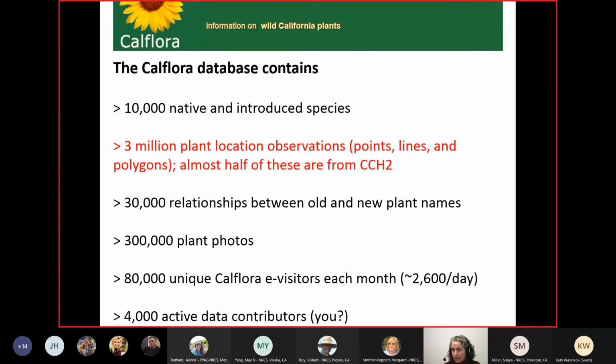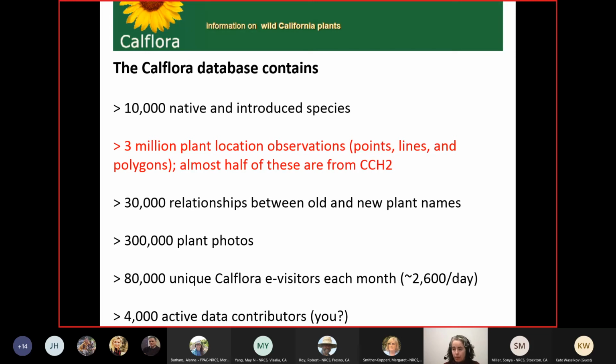The Calflora database contains all wild plant species in the state of California. That's over 10,000 native and introduced species, and over 3 million plant location observations in the form of mostly points. 90-some% of those 3 million are points. And then we have some lines and polygons reflecting a larger population. You know, several acres of a species could be a polygon, or along a river or a trail could be a line.